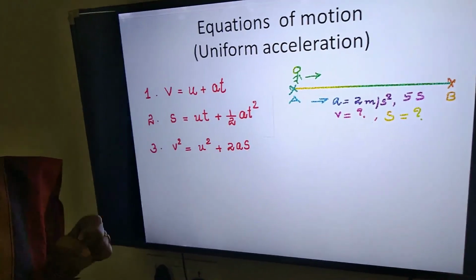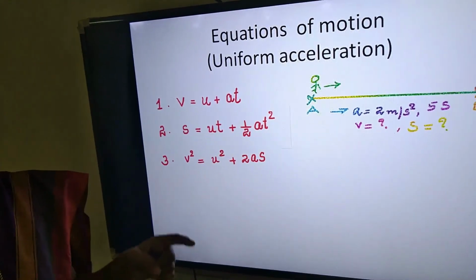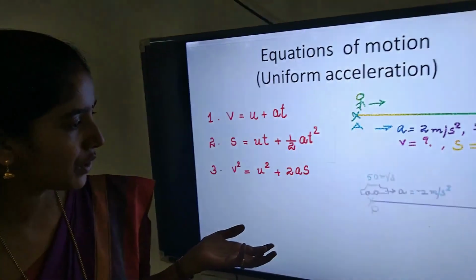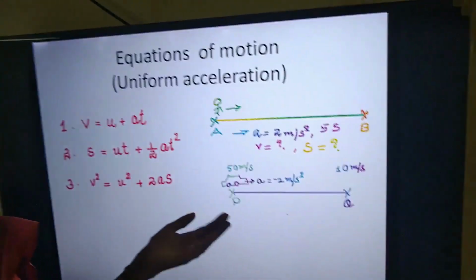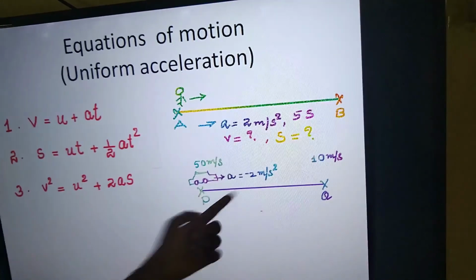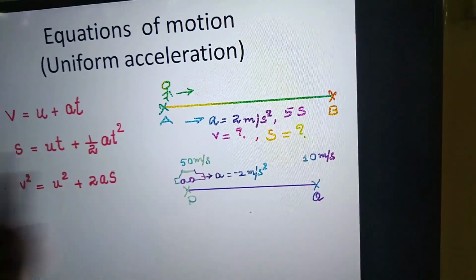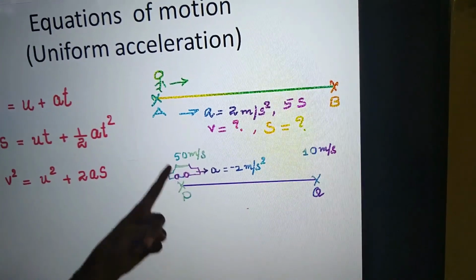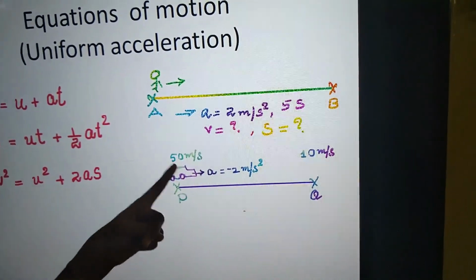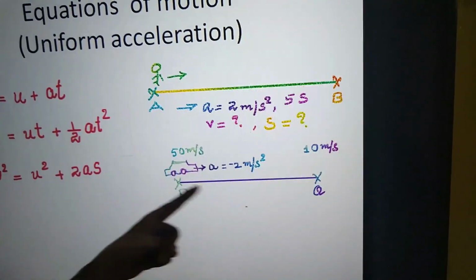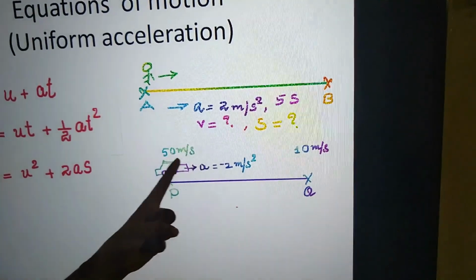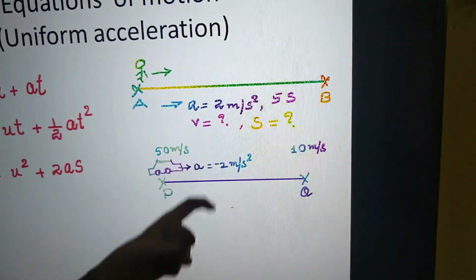Now let's see the third equation: V square equal to U square plus 2A S. Where can we apply this equation? For that, let's see this figure. It shows a car traveling from P to Q. When the car is at P, we spot the car at a velocity of 50 meter per second, heading towards Q. And what is the acceleration of this car? Minus 2 meter per second square.